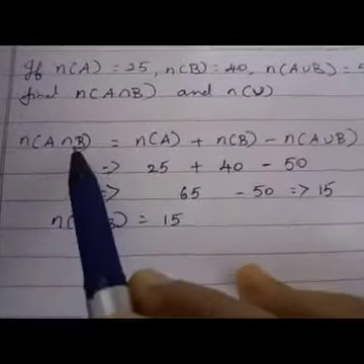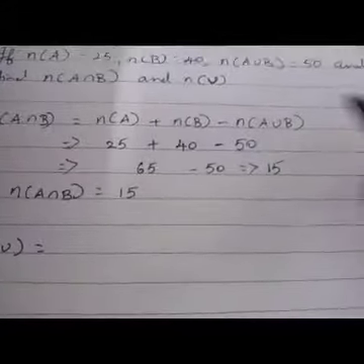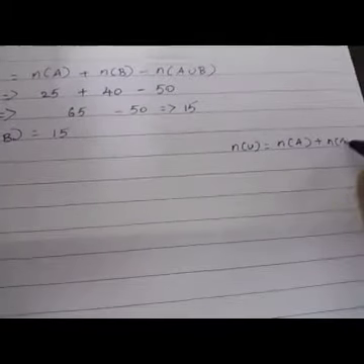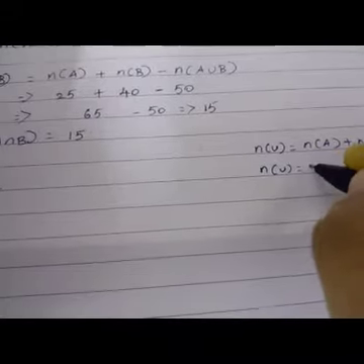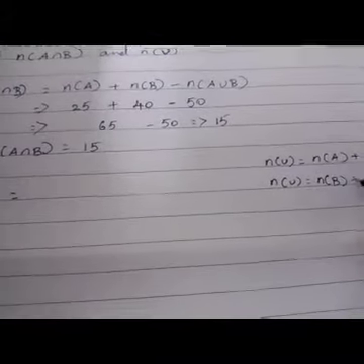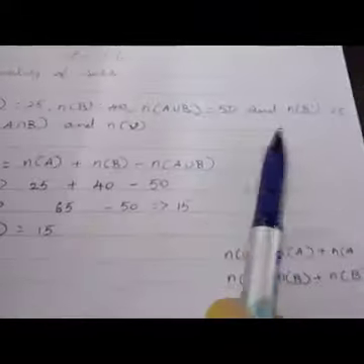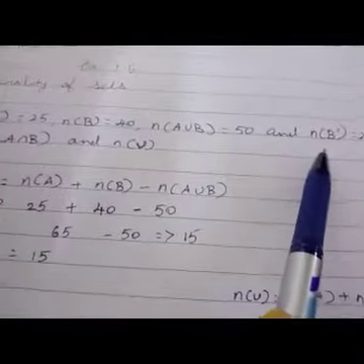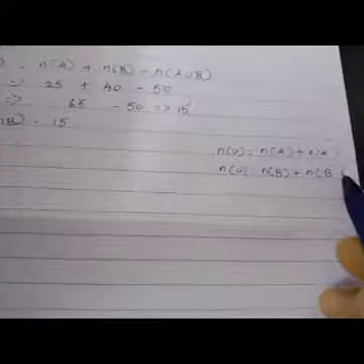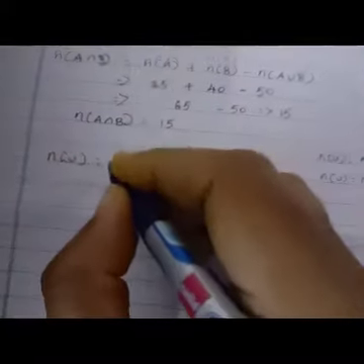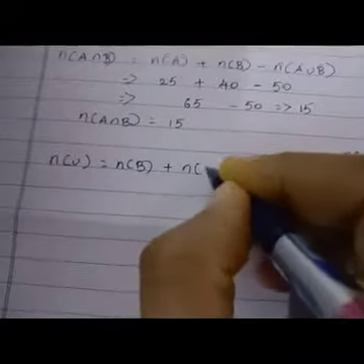Okay. Next, the question is n of U. Here we have two formulas for n of U, that is, n of U is n of A plus n of complement of A, or another formula, n of U is equal to n of B plus n of complement of B. Now if you see your question, they have given n of complement of B, so you can use the second formula. n of U is equal to n of B plus n of complement of B.